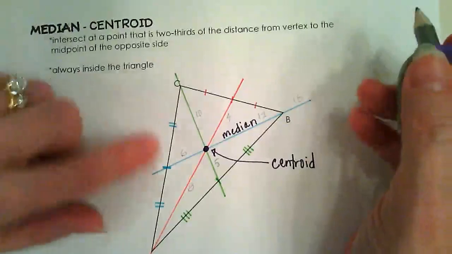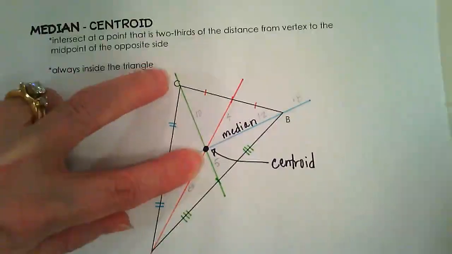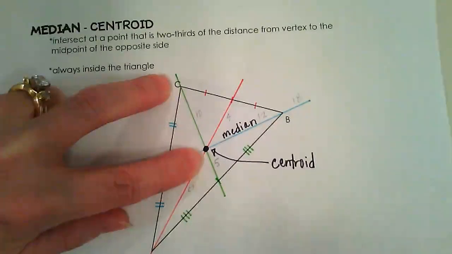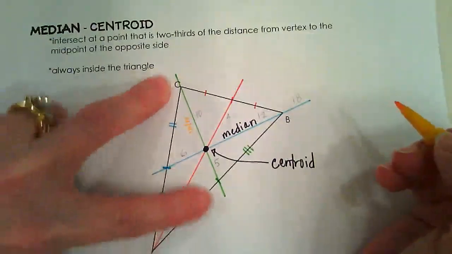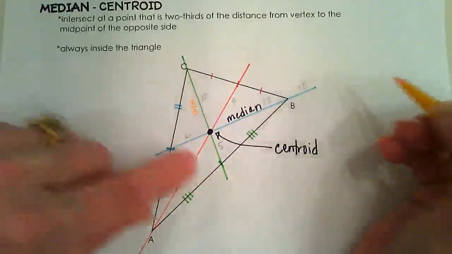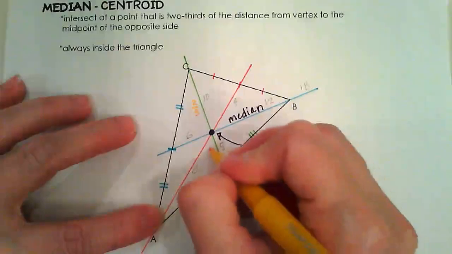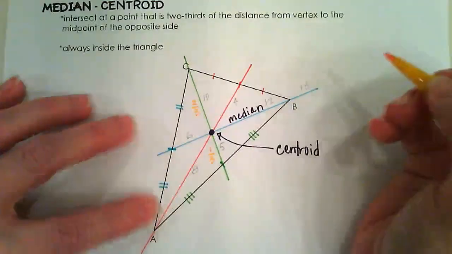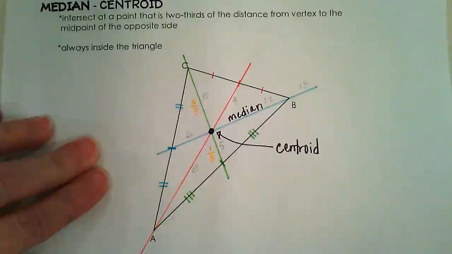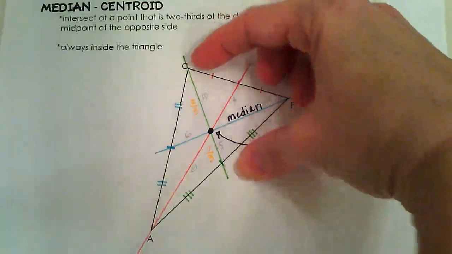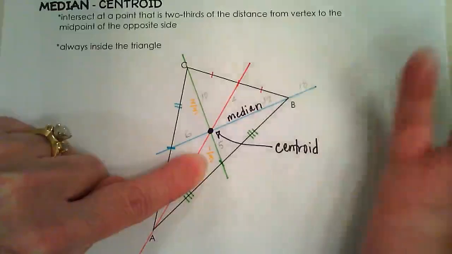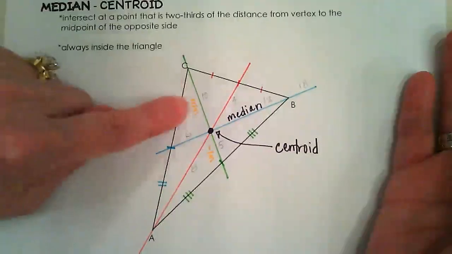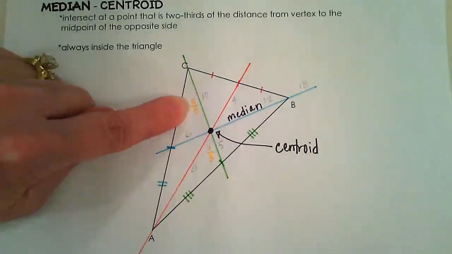So what we say is that from the centroid to the vertex is 2/3, so this is 2/3 of the whole piece. And then from the centroid to the side is 1/3 of the whole piece. So if you take the length of the median and divide it by 3, the smaller part is going to be 1/3, so that would be the answer, and then the other part would be twice that.